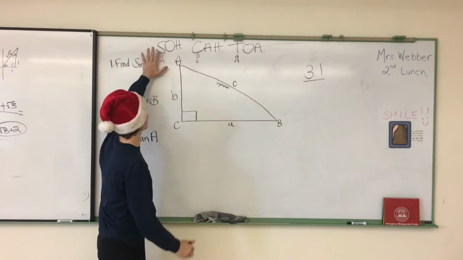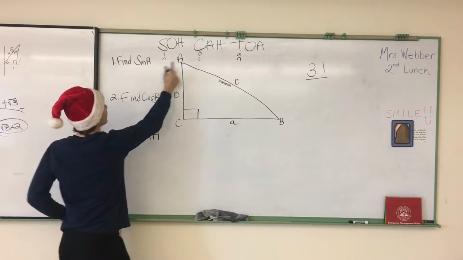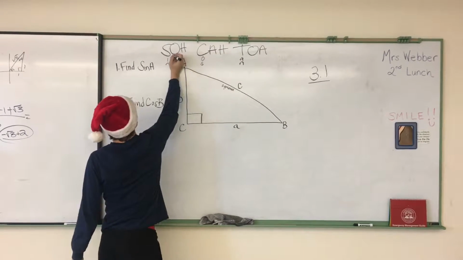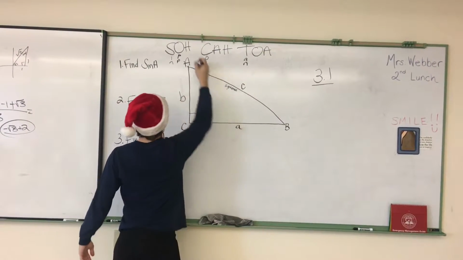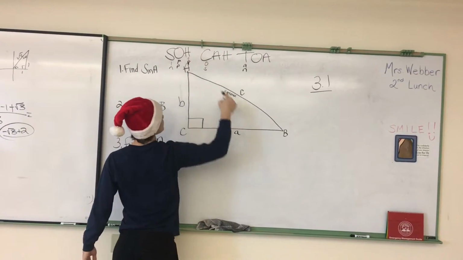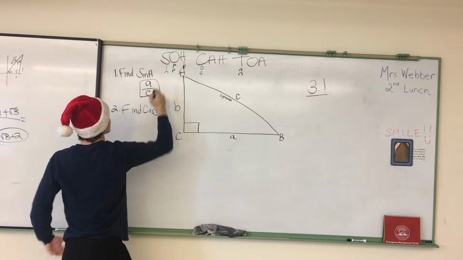So you take this one: you take the angle, so you have sine A, which is angle A, and you take the side opposite to it, which is A, and then you take the hypotenuse, which is C. So you have A over C, and that's your answer.